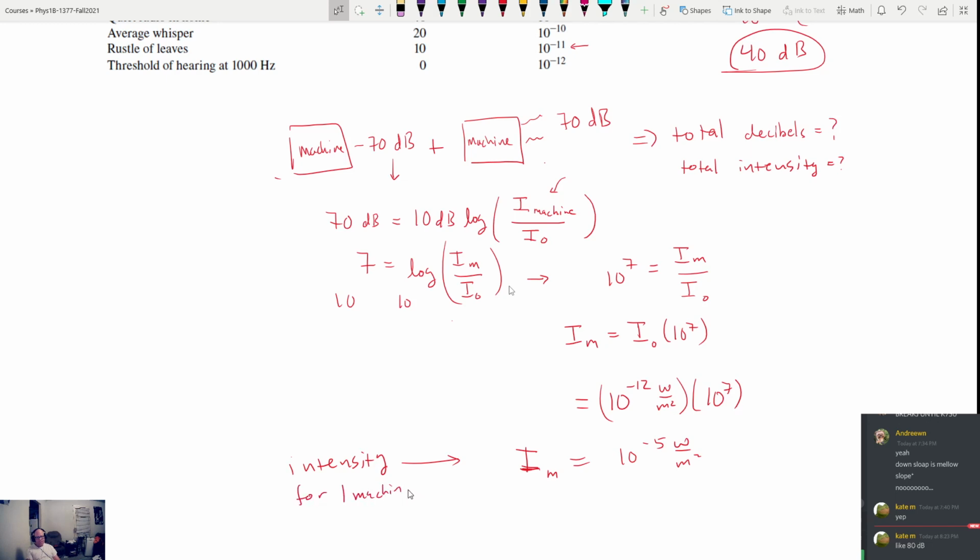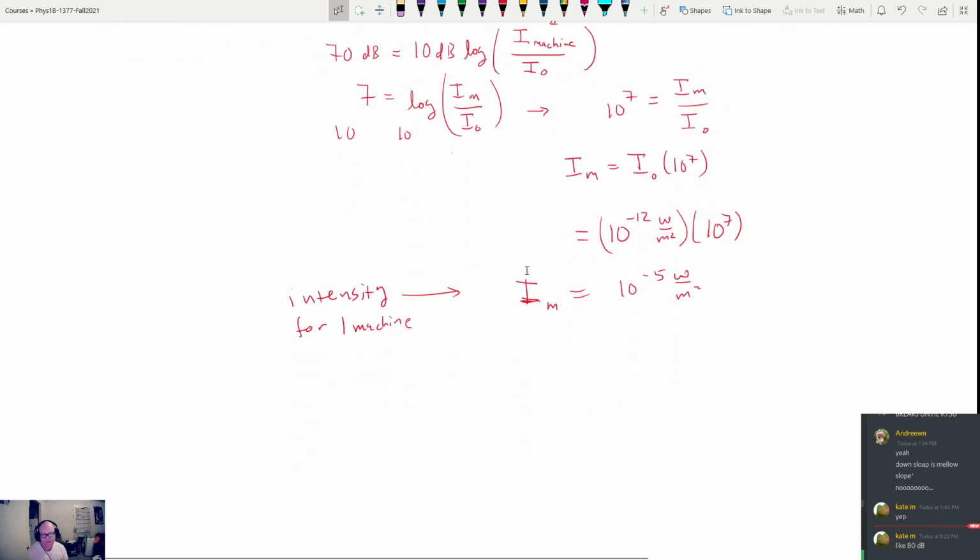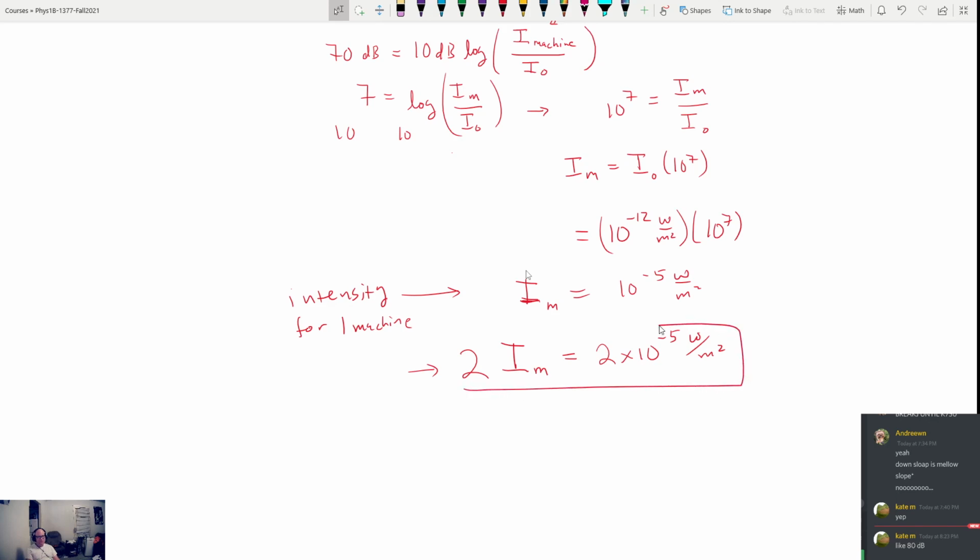Now, assuming we're the same distance for both of these things, so let's say we're standing right here in the middle, and so the same distance away for both of these, because if we're closer to one of them, it's going to sound louder than the other. Right? The intensity for one machine is that. In order to find the intensity for two machines, well, intensity is power per unit area. Power is a type of energy, and energy is a scalar, so we can add intensities just like we would add mass. So for two machines, we're going to get double the intensity. So that's going to be 2 times 10 to the negative 5 watts over meter squared, right? This does add. So this is the total intensity for two machines right here.